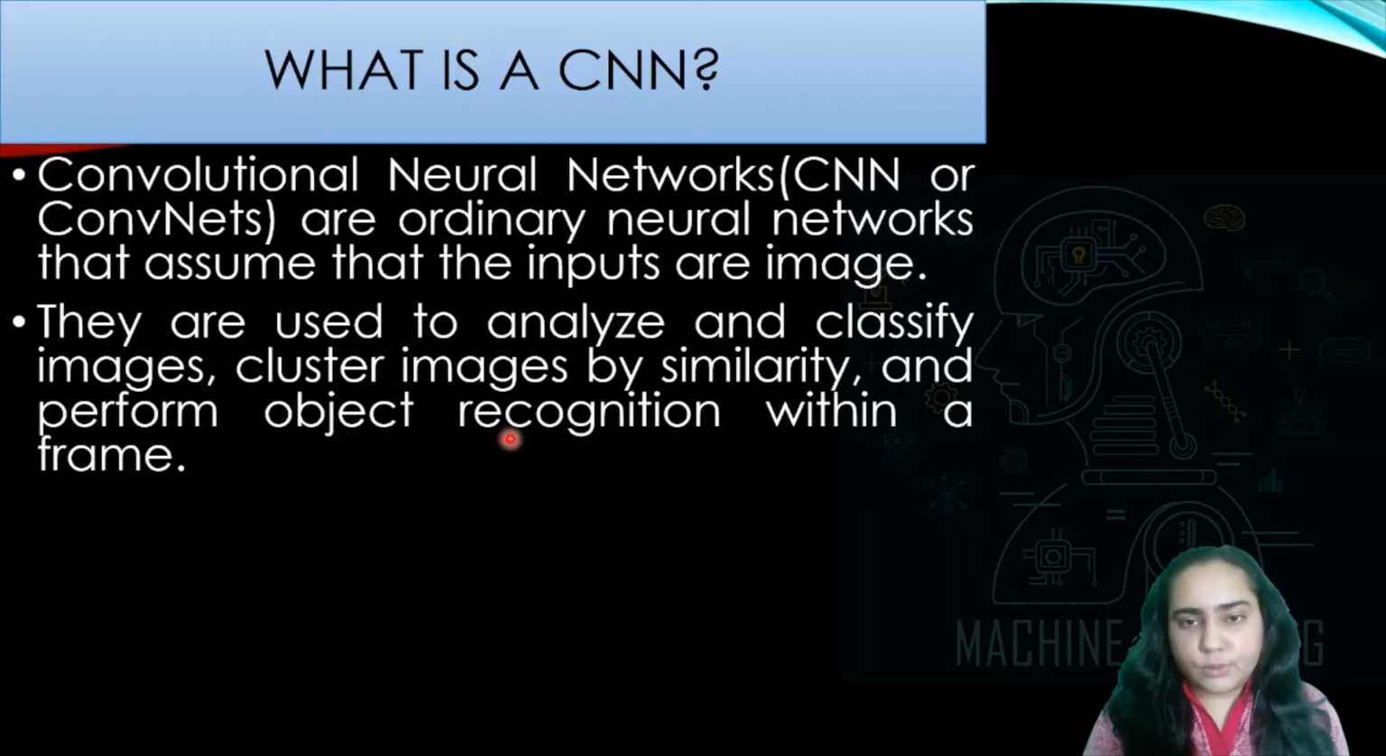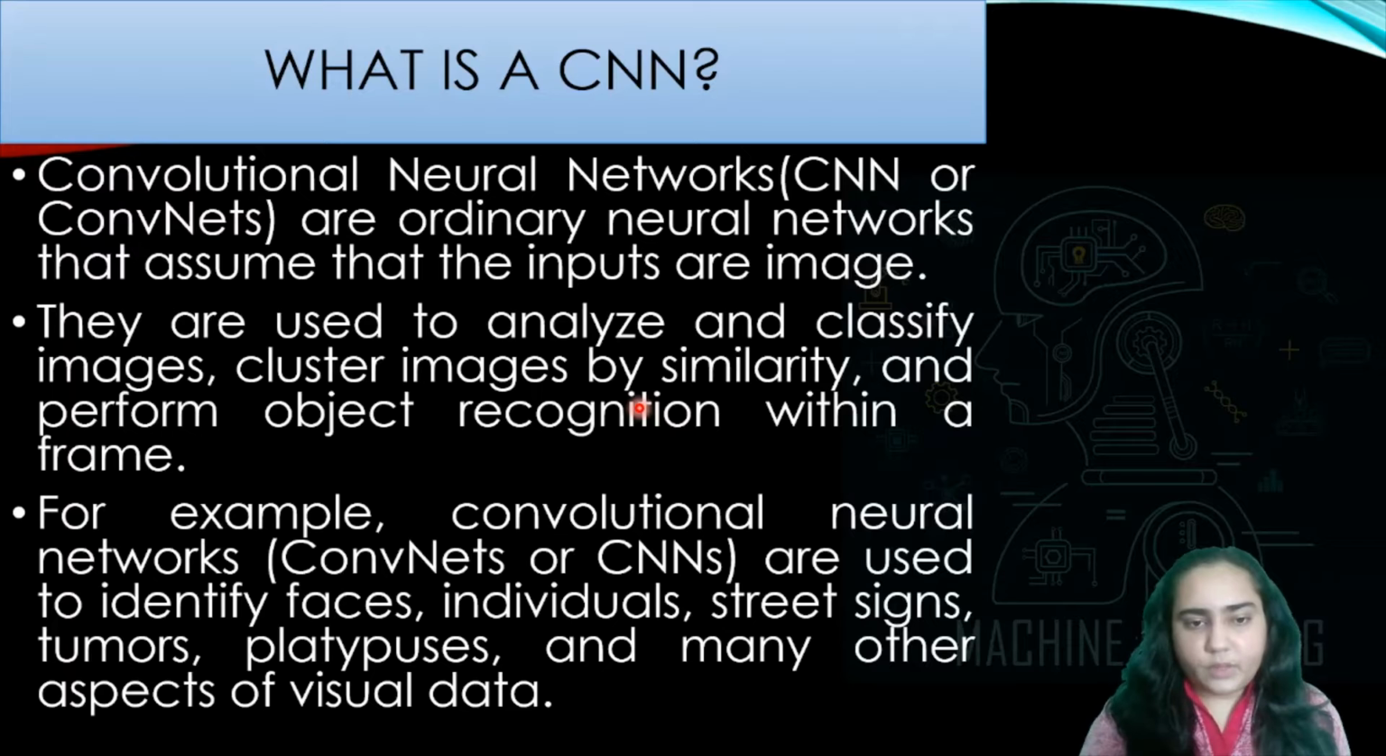If you wanted to classify images as images of cats or dogs or some other animals, you could do that with this. If you wanted to do clustering of images, that means group similar images together. For example, photographs taken in winter and photographs taken in summer. If you wanted to group them together, you could do all that with a CNN.